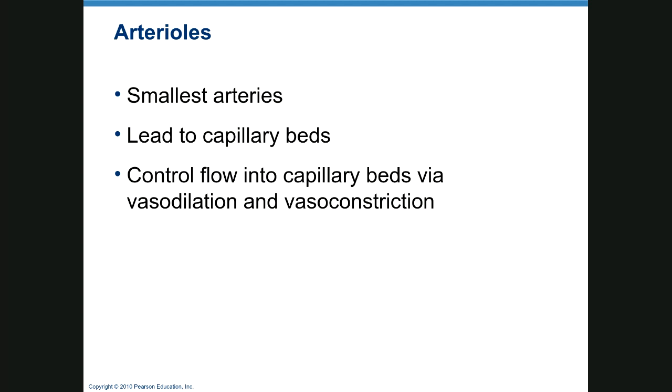Arterioles are smaller arteries, and they get smaller and smaller until they finally lead into capillary beds, and they also control flow into the capillary beds using vasodilation and vasoconstriction. So for instance, if you're really cold, your body will divert flow away from your skin so you can conserve heat.